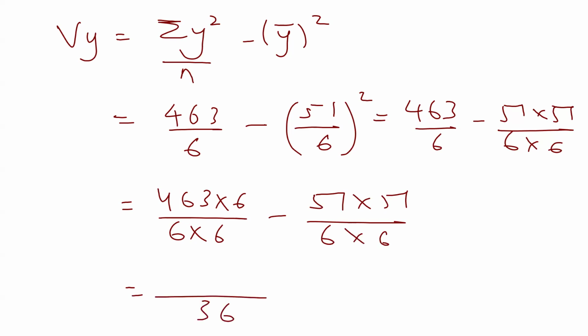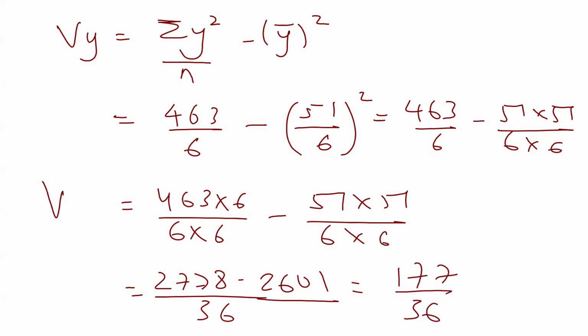Now 463 into 6, that's what we are going to do. 463 into 6 is 2778, minus 51 into 51, that is 2601. Subtract this: 2778 minus 2601 gives 177 upon 36. Now this is the variance of y.